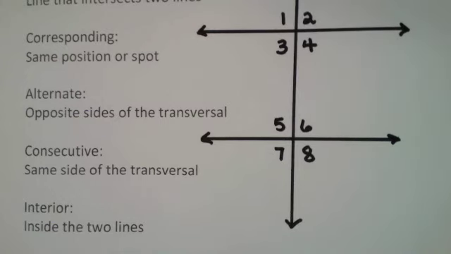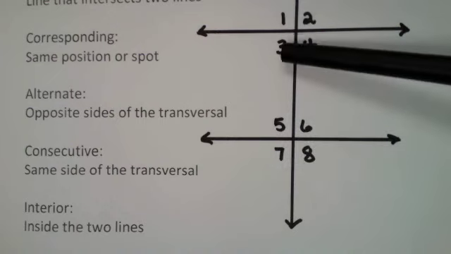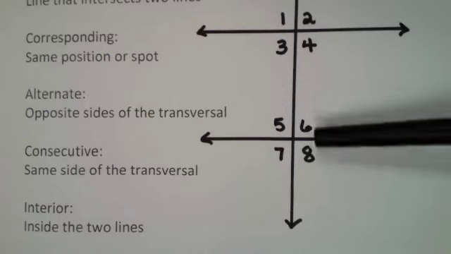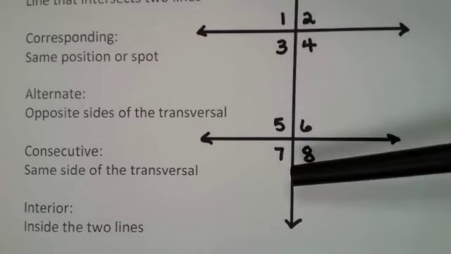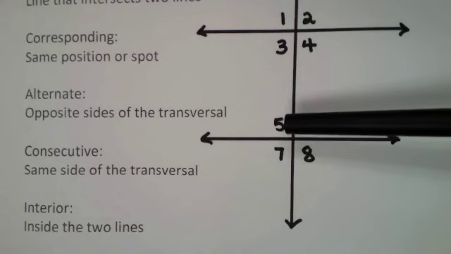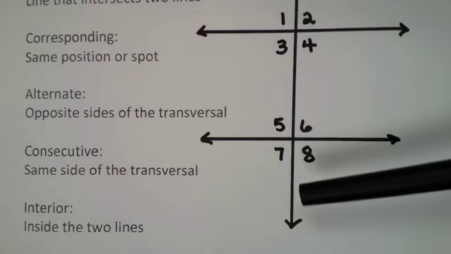Consecutive. Consecutive means the same side of the transversal. That means these angles right here are all on the same side: 1, 3, 5, and 7. They're on the same side. 2, 4, 6, 8. They are on the same side. So let's look at 1, 3, 5, and 7. 1 and 3 already have a name. 1 and 5 already have a name. That means 1 and 7 could be consecutive angles on the same side of the transversal.